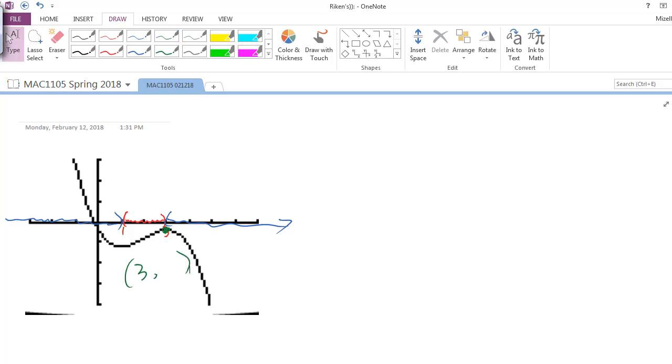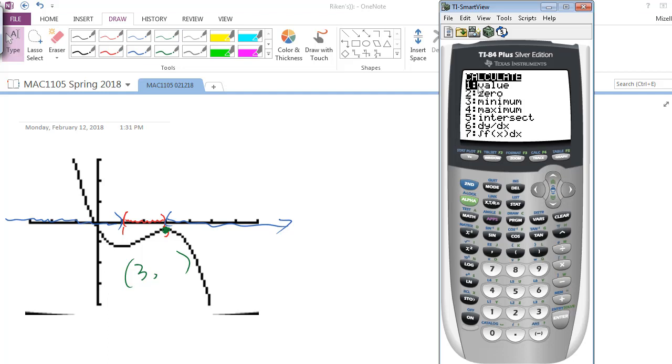So let's evaluate the function at 3. Number 1 on the list, second calc 1. Let's input 3 and see if it tells us that the y-coordinate is -2. So the relative maximum value is -2. It occurs at x equals 3.